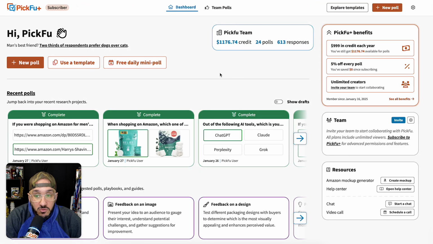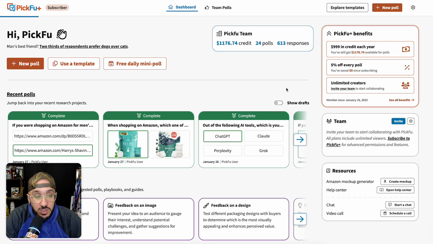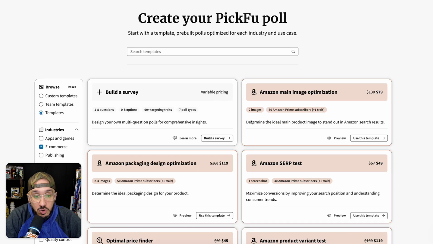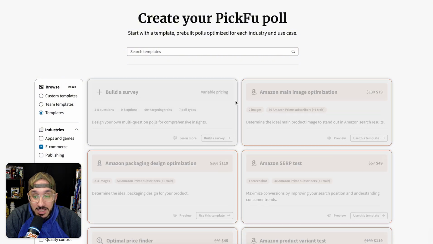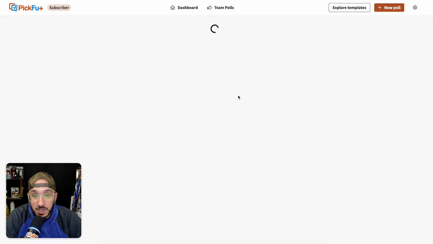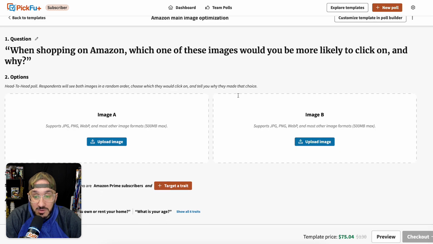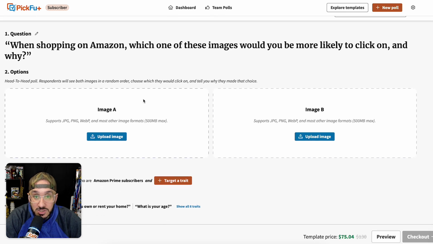All right, guys, so we're in PickFu right now in our dashboard. What you can do is go over here to explore templates. Like I said, under $100, it's under $80. Clicking this over here, we're able to pull up the template. It's ready to rock 'em, sock 'em as soon as you get in here. So this is the very historical, traditional AB, this or that, specifically talking about images.